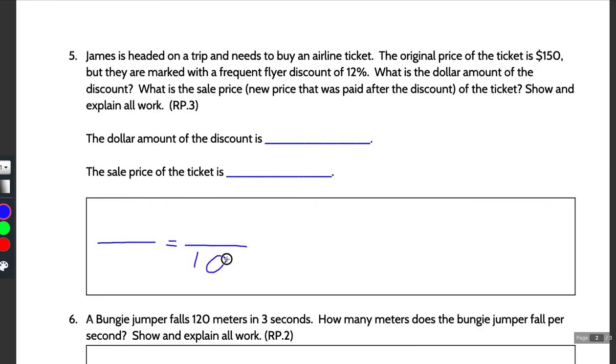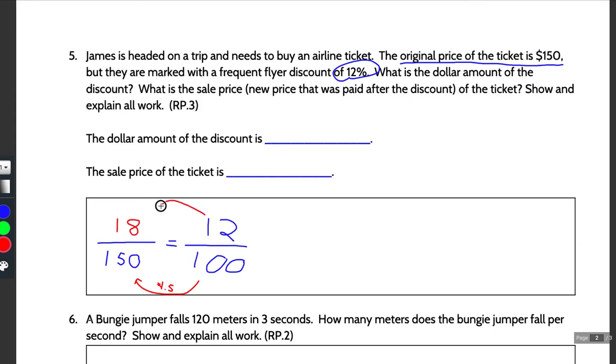So we have setting up my proportion, right, 12%. We know this is 12%. 12 over 100 is 12%. The original price is 150. The original would be the whole. So this would be 150 over 100 times 1.5, times 1.5. Half of 12 is 6. So this would be 18.